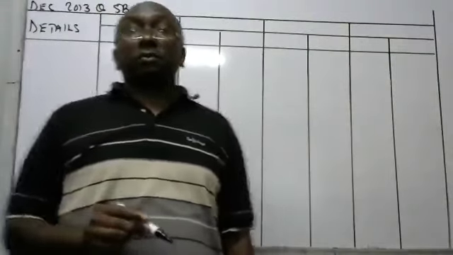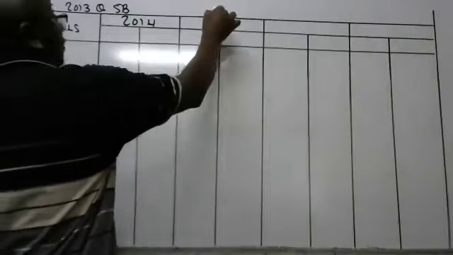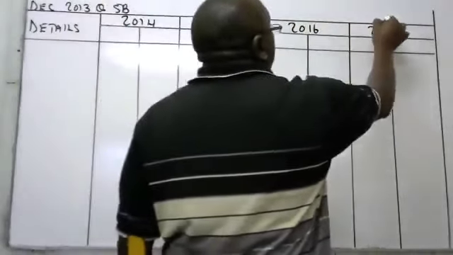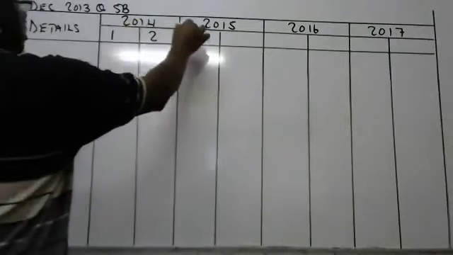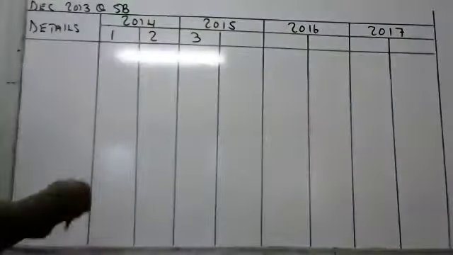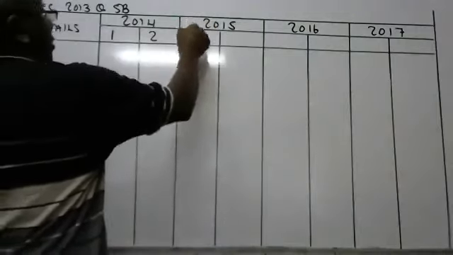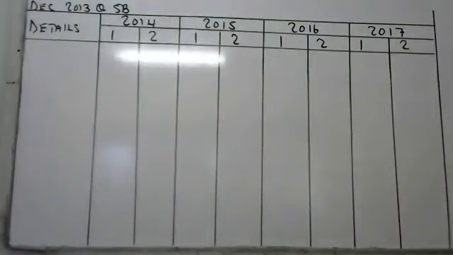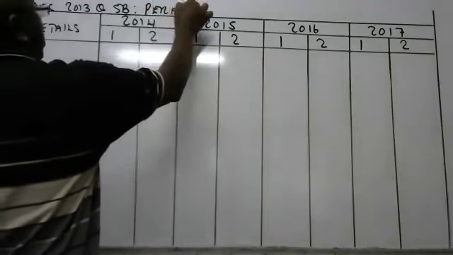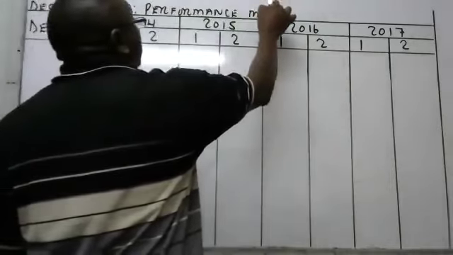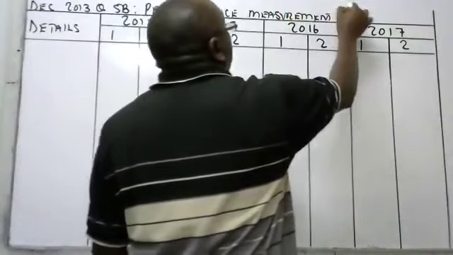So we have details here. Then we have the years 2014, 2015, 2016, and 2017. Then we have project 1 and project 2, repeated for each year. So this is performance measurements statements.